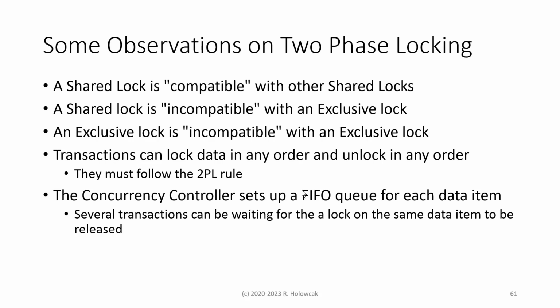Transactions can lock data in any order and unlock in any order, provided they follow the two-phase locking rule. The concurrency controller sets up a first-in, first-out queue for each data item, so it's possible that several transactions can be waiting for a lock to be released, and they will get them in the order in which they asked for the locks. In the prior example, there was only one transaction waiting, that was transaction C. It was waiting for the lock on raise rate to be released.